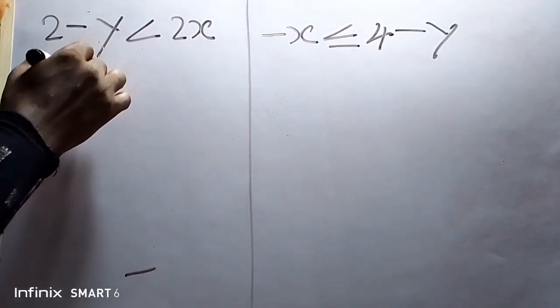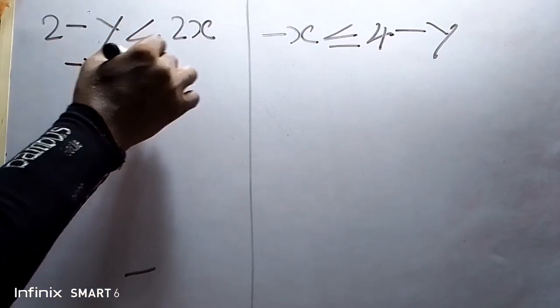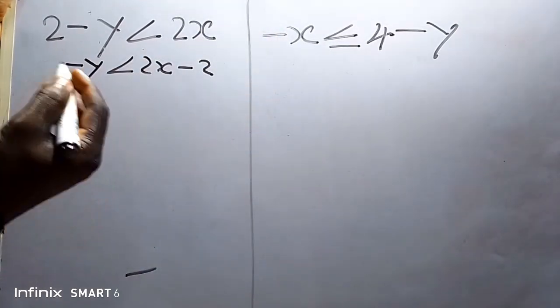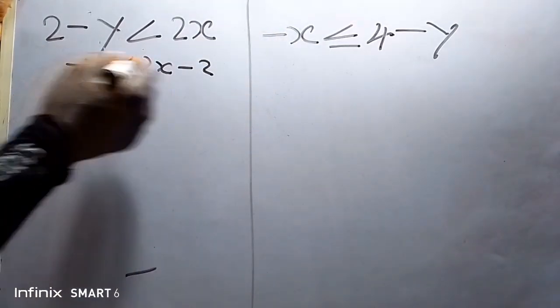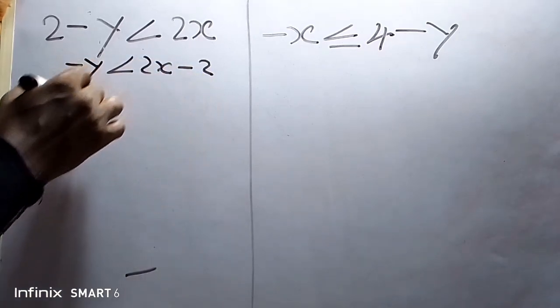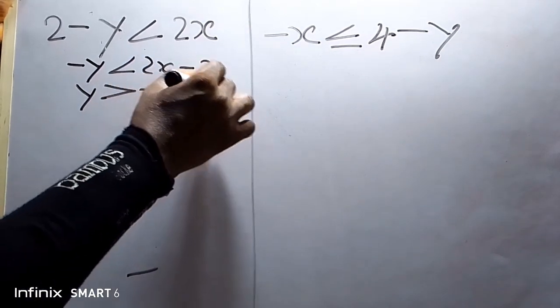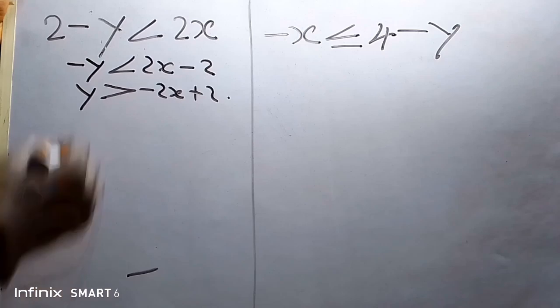So here I have that minus y is less than 2x minus 2. I'm going to divide through by minus 1. Remember, whenever you divide by a minus sign, the inequality sign will change. So I have that y becomes greater than minus 2x plus 2. Are we there? Alright, so this is what we have.